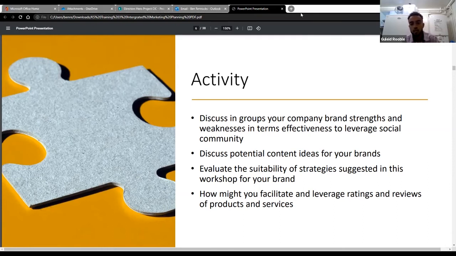And also how might you facilitate and leverage the ratings and reviews of your products and services. Those are the reviews made by consumers and regular followers on your content. How are they engaging with it? Ratings and reviews can be emojis or comments. Those are known as reviews. So how could you analyze that? We'll put you in groups to have a conversation about how you could do that, and maybe integrate that into your day-to-day activities, guys.